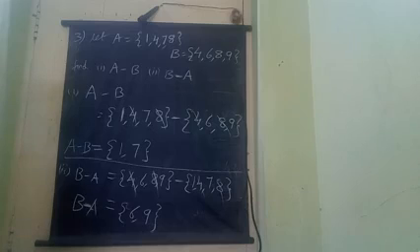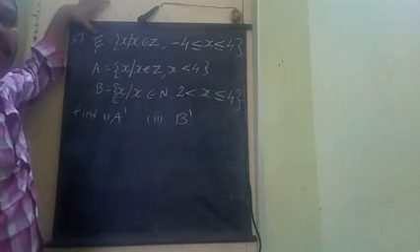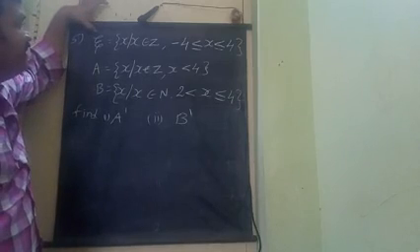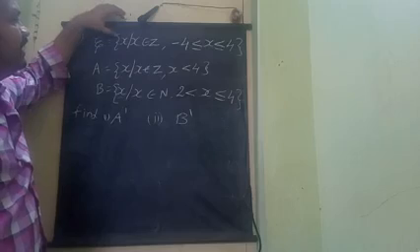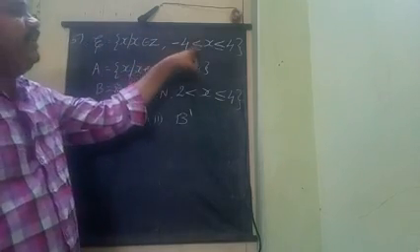And the next sum is here. So here the question is given like this. The symbol represents the universal set. The universal set is X such that X belongs to Z. How to read this one, I already said.